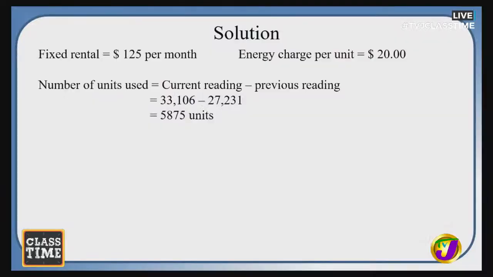So using 5,875 units, and the cost per unit is $20, we are already thinking about finding a product right there, which is a multiplication. That is true. We have to include as well the fixed rental cost, which would be an addition to come up with the final bill.